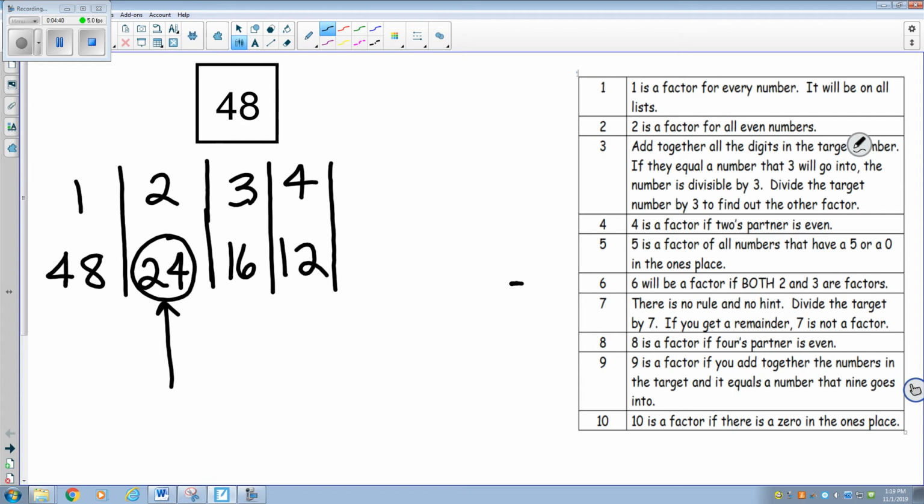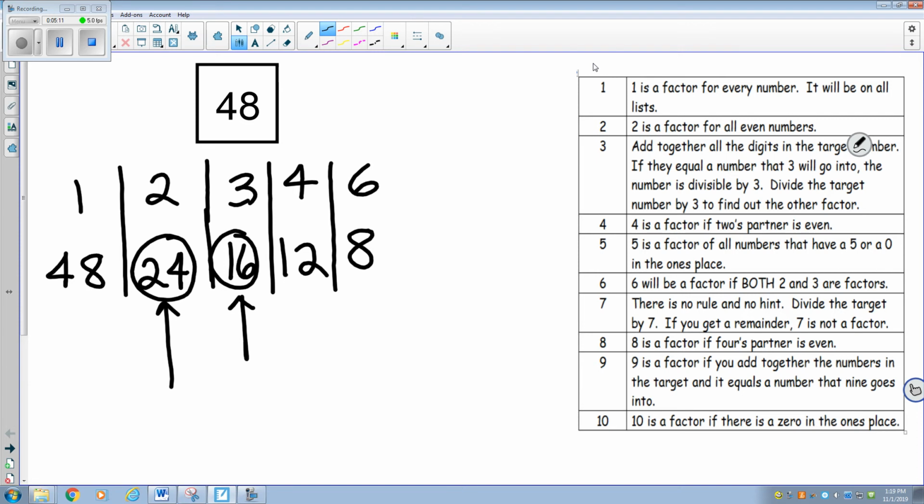Let's take a look at 6. The rule for 6 says that 6 will be a factor if both 2 and 3 are factors. And you see we got 2 up here, we've got 3 up here. That means 6 is going to be on our list as well. Now to find out 6's partner, we can use our basic facts. We know that 6 times 8 is 48. But also 6's partner will always be half of 3's partner. And half of 16 is 8.